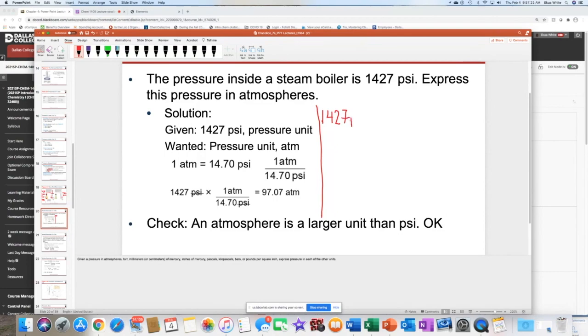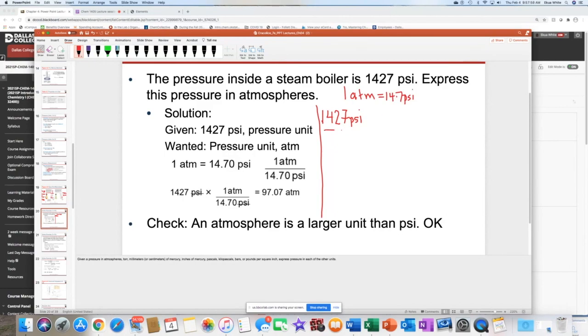1427 psi. Then you want to go to your conversion table if you have one, or a set of conversions. Remember I told you guys to either print a table or write it down somewhere so you have a place to refer to. It makes it easier for you. So we're going from psi to atmospheres. Now the conversion for this is normally 1 atmosphere equals 14.7 psi.